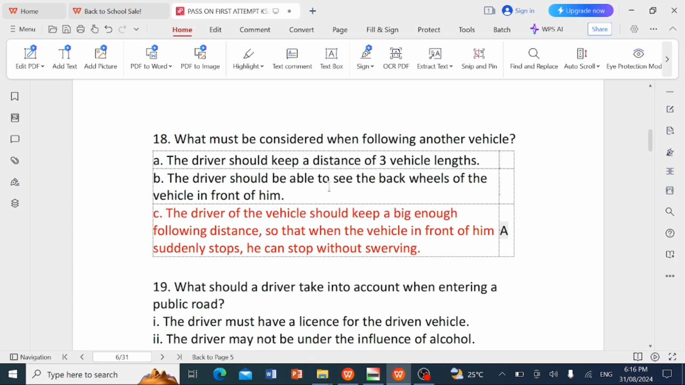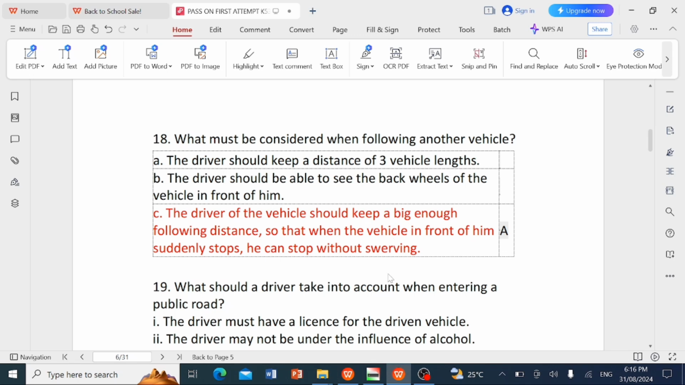The second one, the driver should be able to see the back wheels of the vehicle in front of him. C, the driver of the vehicle should keep a big enough following distance so that when the vehicle in front of him suddenly stops, he can stop without swerving. So here we have what we call safe following distance, right?